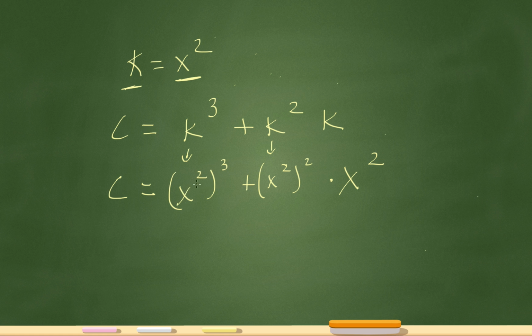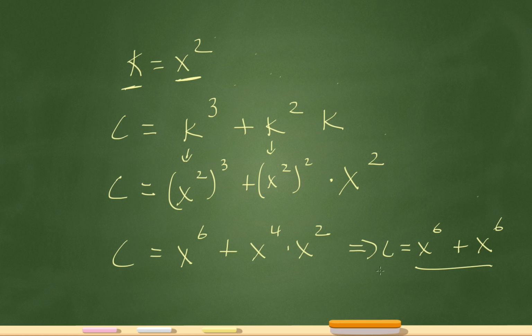Now let's solve for this. If I have an exponent and it's being raised, I multiply the exponents, so this will become x to the 6th. This will become x to the 4th times x squared, and that'll be c. Now if I'm multiplying exponents with the same base, then I add, so this actually becomes x to the 6th. So this will be c equals x to the 6th plus x to the 6th, and that's what we got before too. And now here's the question. The question is saying, what is c in terms of x? So I got x's over here, and I got c by itself. So what is c in terms of x? x to the 6th plus x to the 6th.